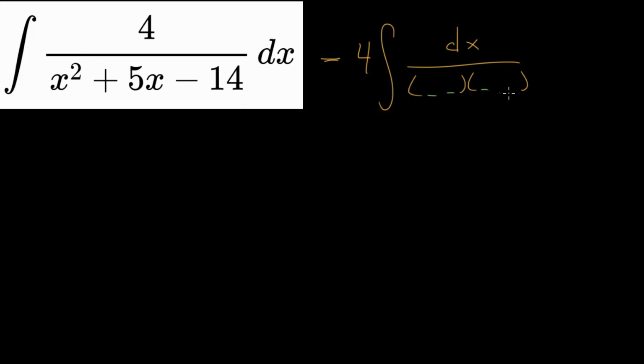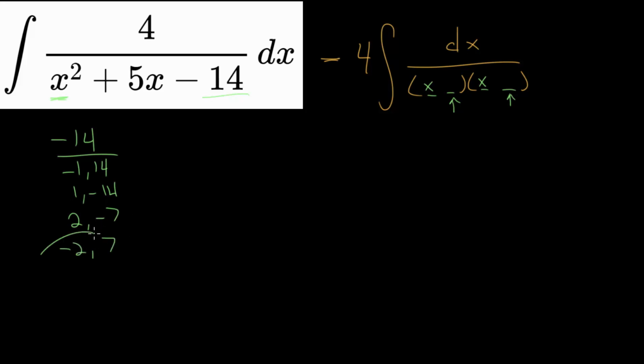We're looking for these two binomials. We know the first term in each has to be x, since x times x would give us x squared. And we know that these constant terms have to multiply to negative 14. And out of the factor pairs for negative 14, we need to find a pair that adds to positive 5. We can write out the list, minus 1 and 14, 1 and minus 14. We can do 2 and minus 7, or minus 2 and 7. And it looks like this pair here will actually add to positive 5. So we have x minus 2 and x plus 7.